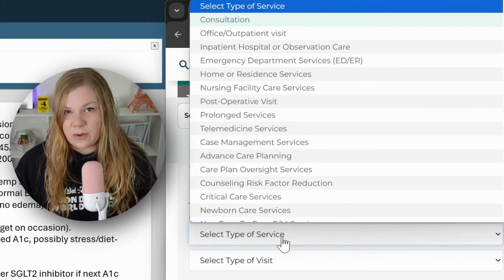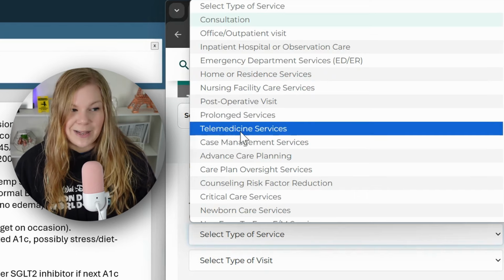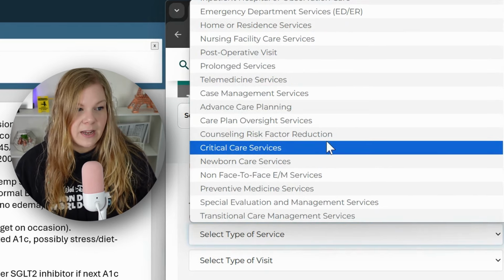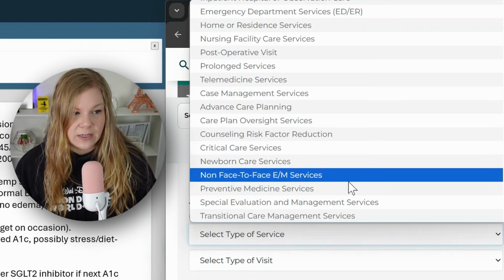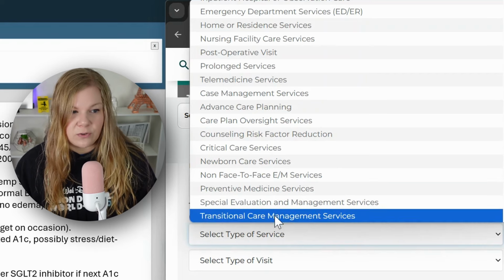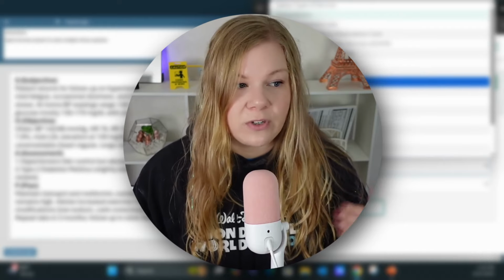There's multiple different types of service that you have to select from here. So there's consultation, office outpatient, inpatient or observation, emergency department, home or residence services, nursing facility, post-op visit, prolonged services, telemedicine services, case management, advanced care planning, care plan oversight, counseling risk factor reduction, critical care, newborn care, non-face-to-face E&M services, preventative medicine services, special evaluation and management services, and transitional care. So again, depending on what type of service you're selecting here, it's going to give you different prompts.